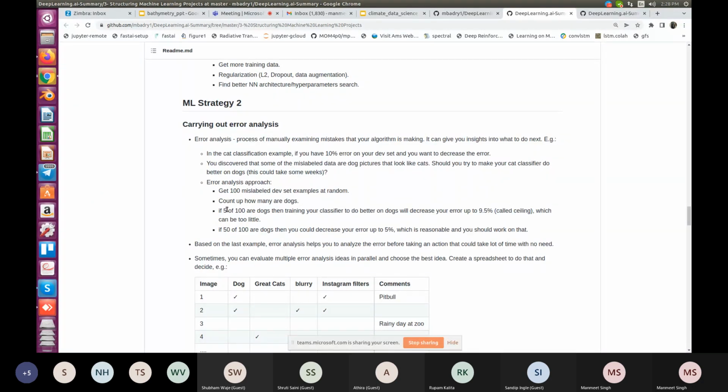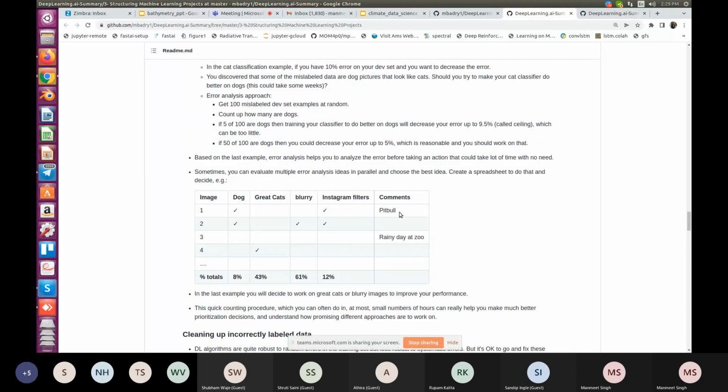But if there are 50 dogs out of 100 mislabeled examples, so there is a particular class which is occurring very commonly, then you could decrease your error rate and reach up to 5%, which is reasonable, and you should work on that. So basically the idea is that manually going ahead and visualizing or plotting your results can be very useful.